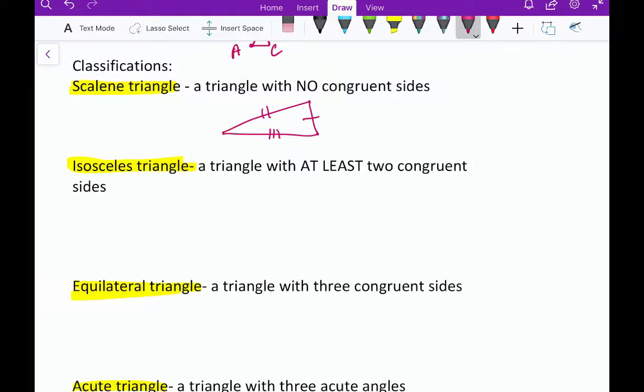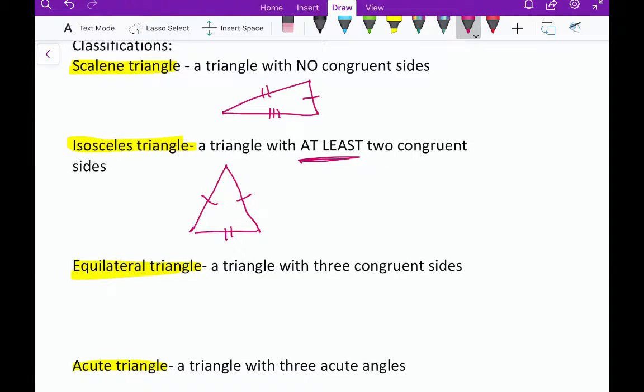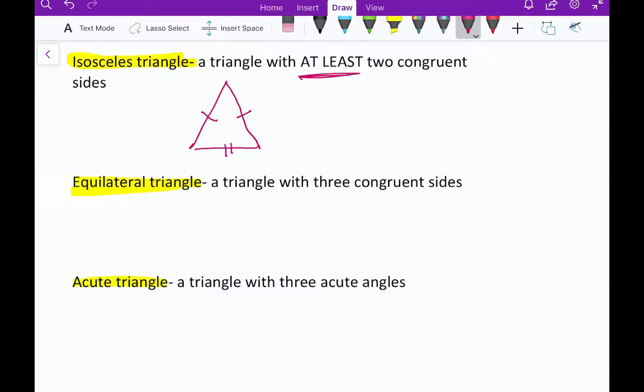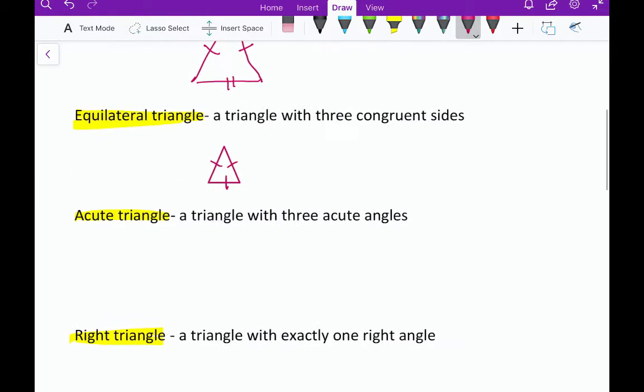An isosceles triangle is a triangle with at least 2 congruent sides. So for example, this side is congruent to this side, and then that side is not. Notice that it says at least. That means that technically an equilateral triangle is also isosceles. So just be aware of that. If I ask you if something is isosceles, as long as it has at least 2 congruent sides, then it's isosceles. An equilateral triangle is a triangle with 3 congruent sides. So these, again, would be 3 congruent sides. And if that doesn't look equilateral, then sorry. But a triangle with 3 congruent sides.